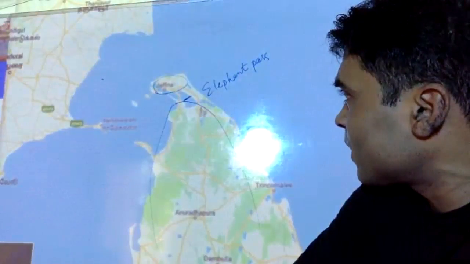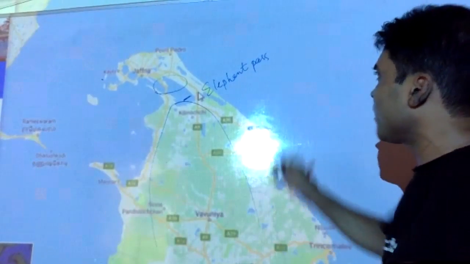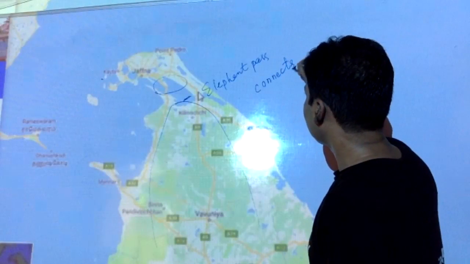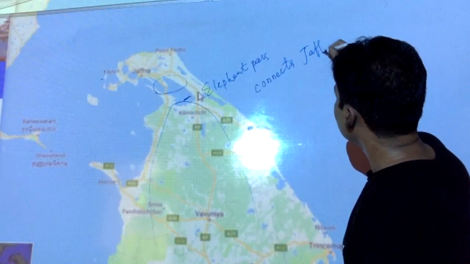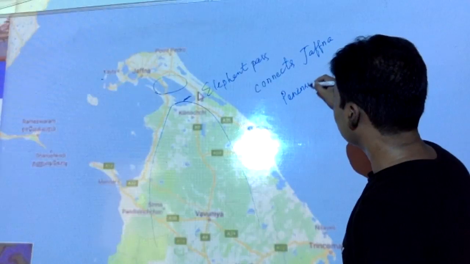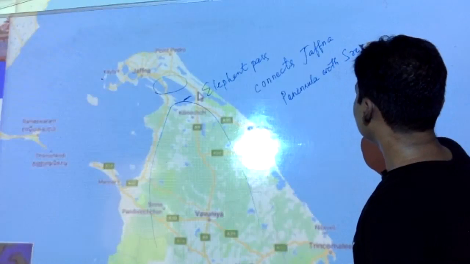You can go to the political map also. This is Elephant Pass. So you can write one point: Elephant Pass connects Jaffna Peninsula with Sri Lanka.